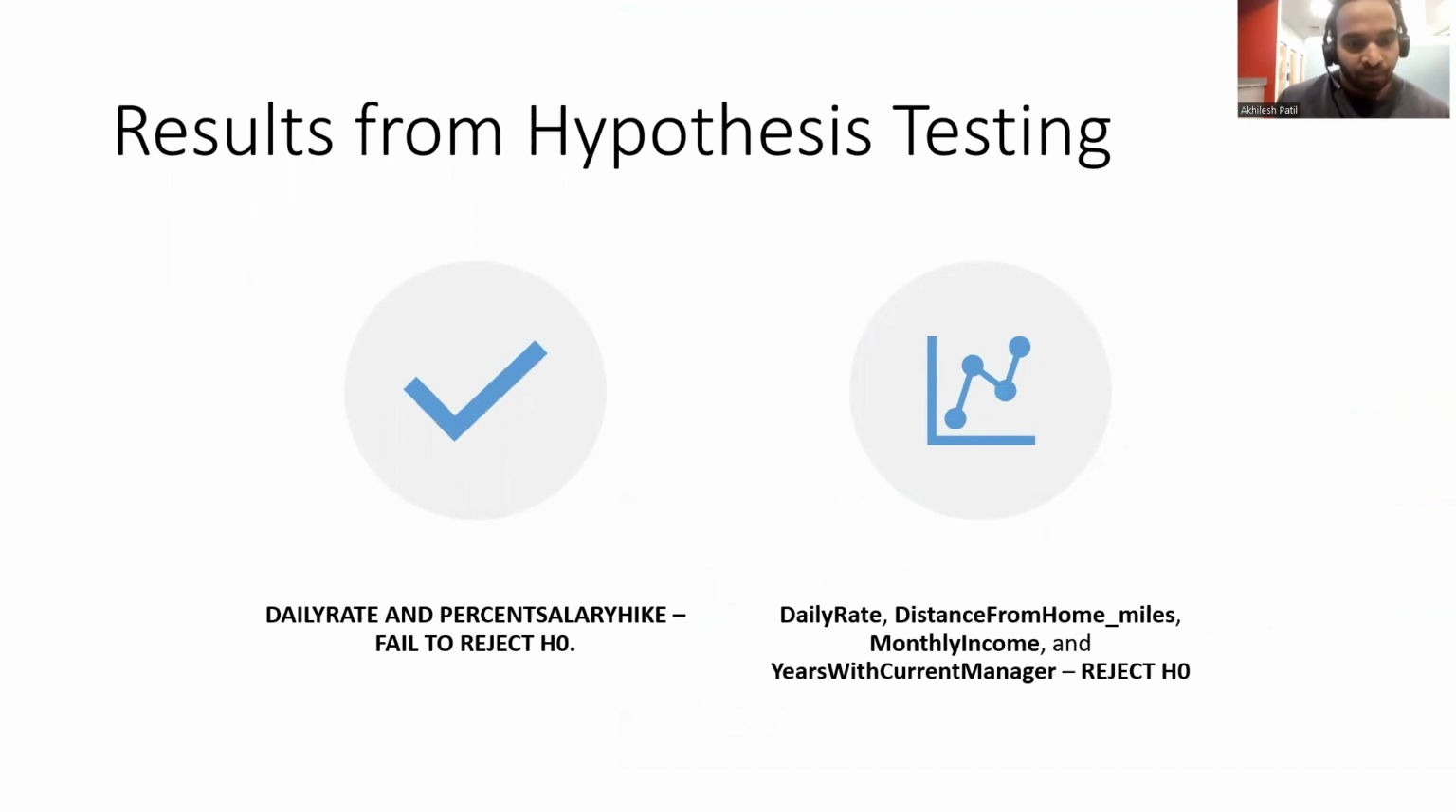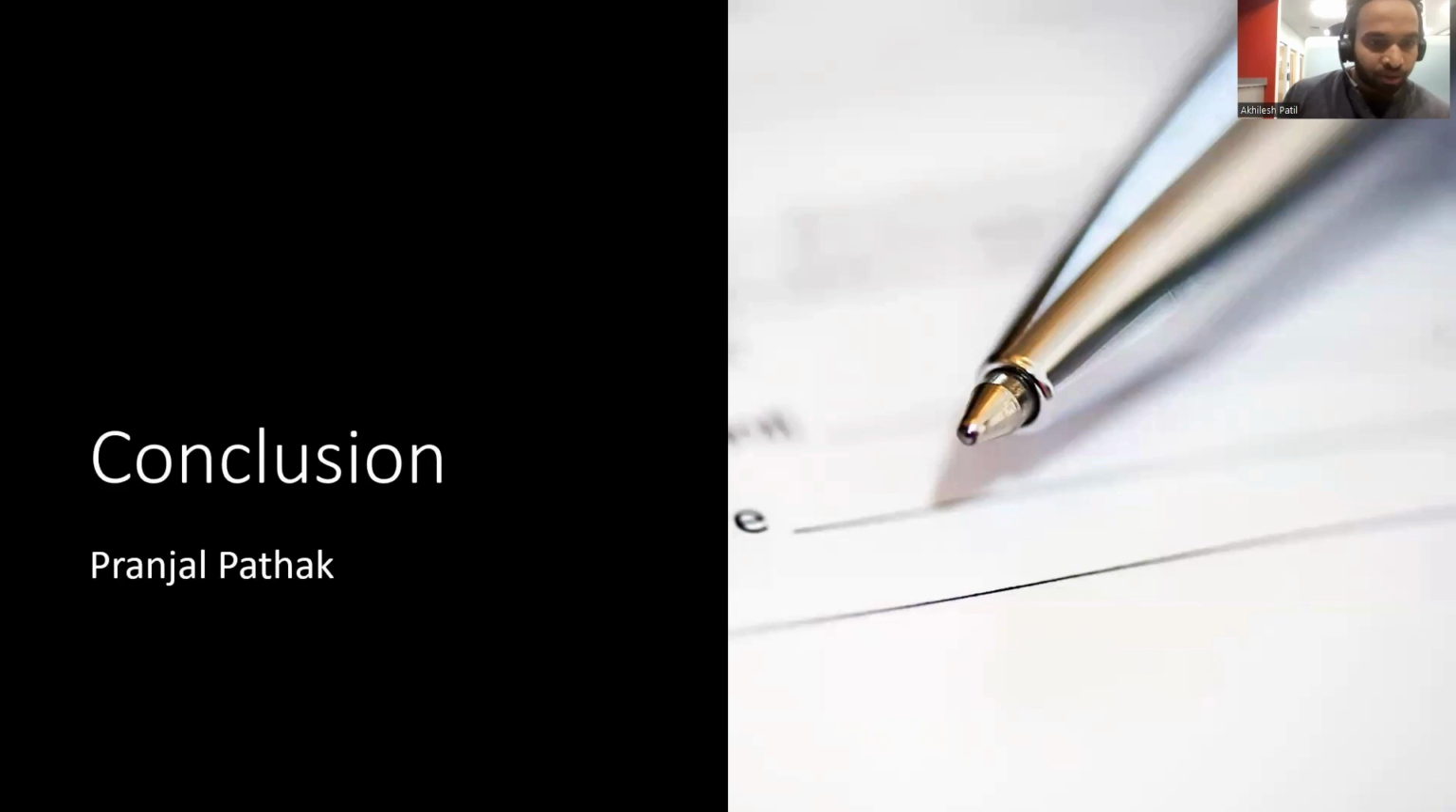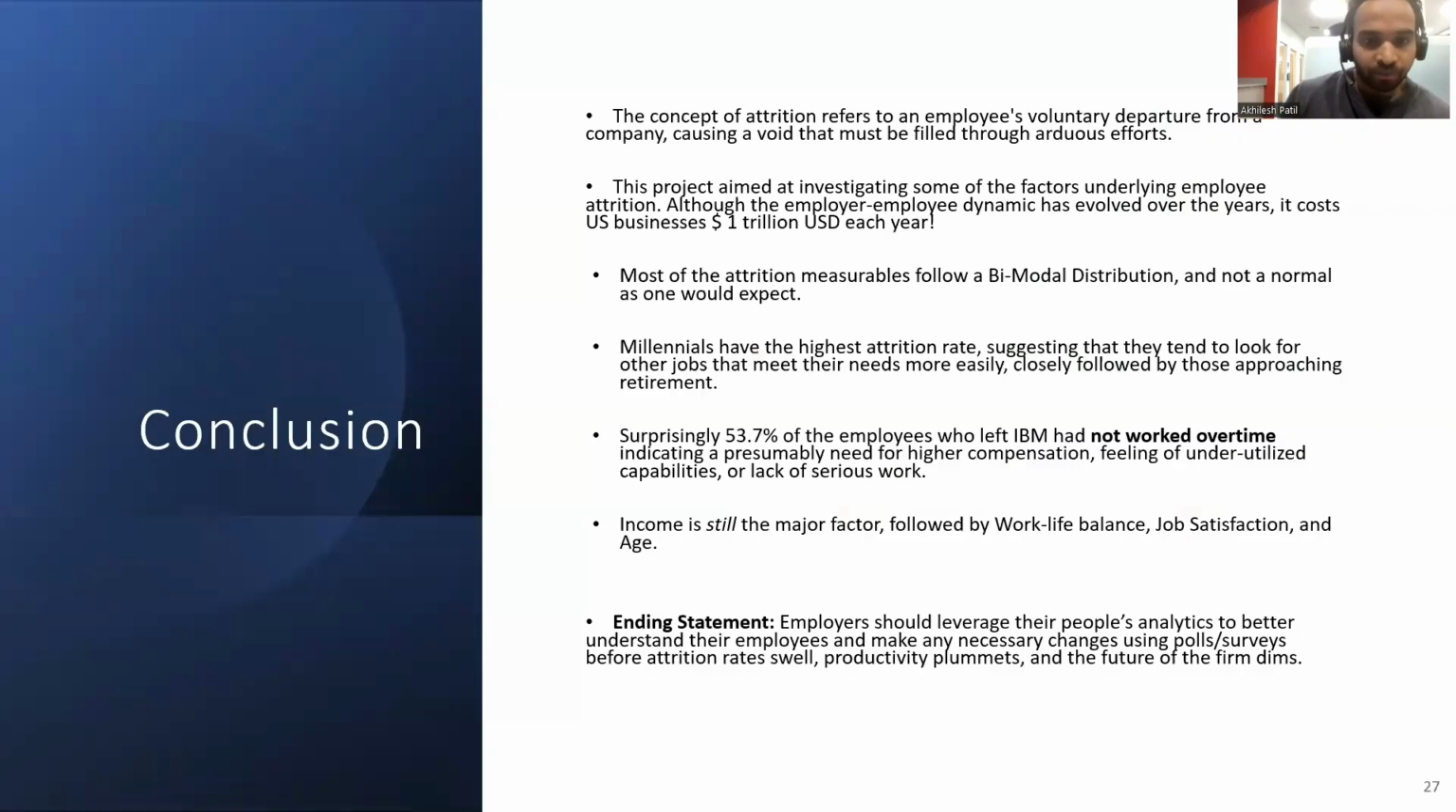daily rate and percent salary hike, where we failed to reject the null hypothesis, did not play a good contributing role for modeling purposes, where further we had to rely on variables such as daily rate, distance from home, and monthly income for the modeling purposes. So finally, I hand it over to Pranjal for the concluding remarks.